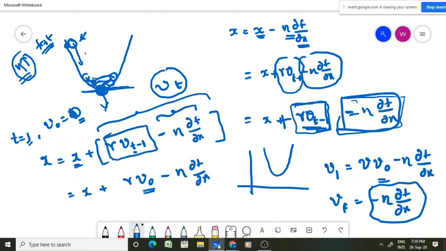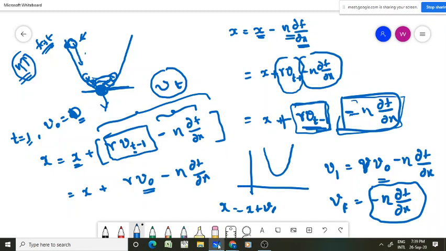Now you have to add this V1 to your parameter: x equals x plus V1, like that you are updating. Same thing I am writing here. V1 is nothing but gamma into Vt minus 1 minus eta into dou f by dou x, right?